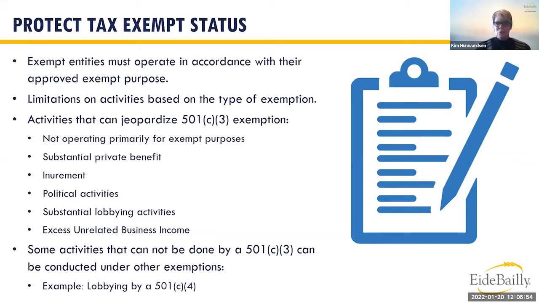Political activities, (c)(3)s are prohibited from doing political activities. So if you have a (c)(3) organization that wants to do political, that might be an option for them to set up a different entity. Or substantial lobbying. (c)(3)s can do some lobbying, they can't have that be a substantial part of their activities. So again, a reason where they could see some kind of a new entity set up.